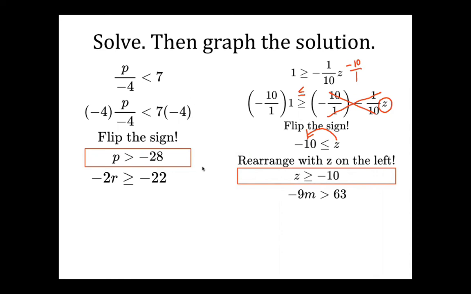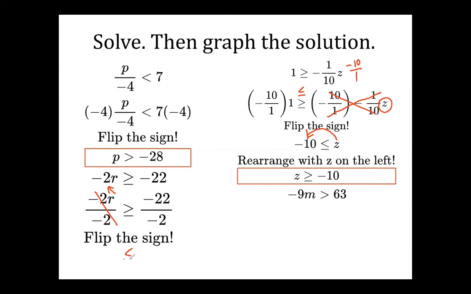Next example is -2r is greater than or equal to -22. Isolate r by dividing both sides by -2 so that you can undo this multiplication. -2 will cancel on -2r. And now you can go ahead and flip your sign to less than or equal to, and then bring down your r. Then -22 divided by -2 would give you +11. So your final inequality is r is less than or equal to 11.